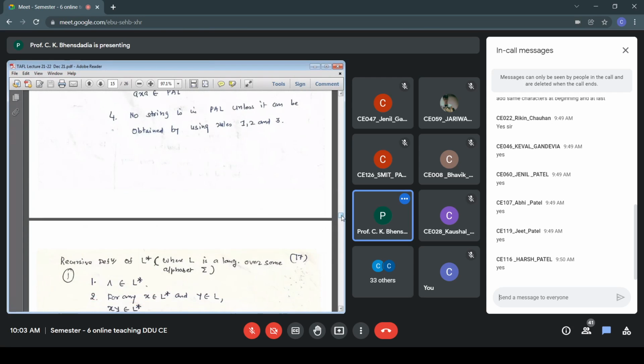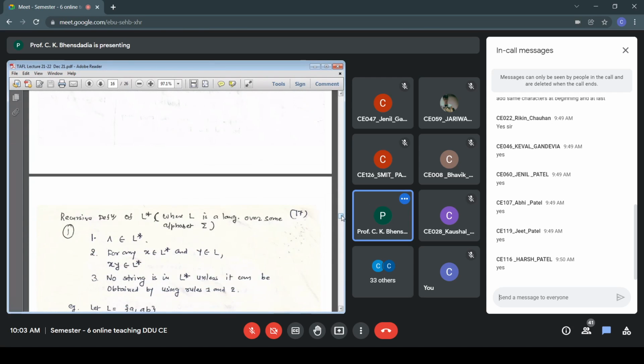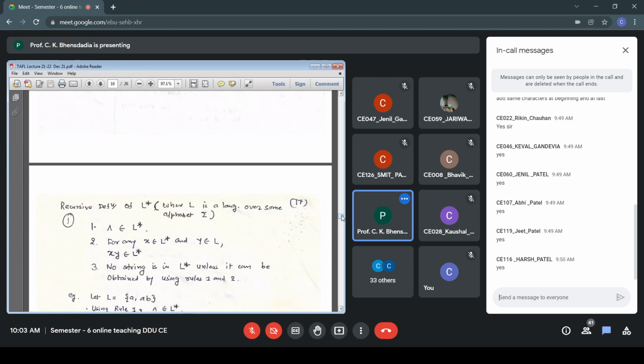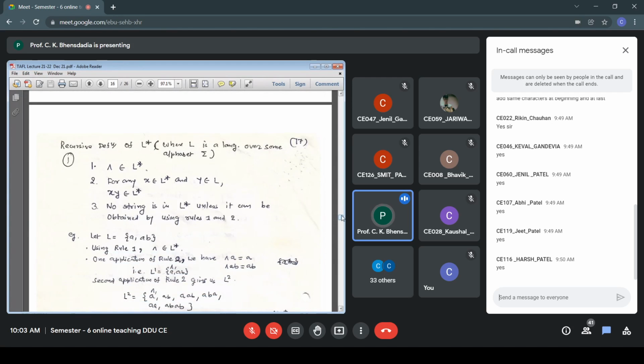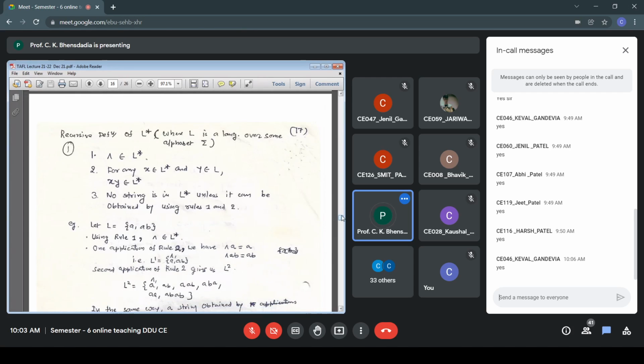Any doubt? Is that clear, students? Is that clear? Recursive definition of L star, is that clear? Yes, Keval, Rikin, fine, Janil, Abhi, Harsh Tumar.